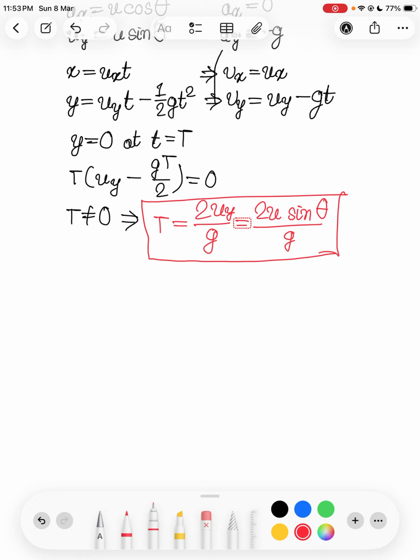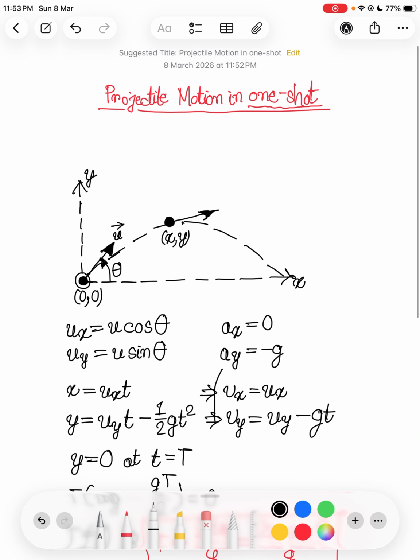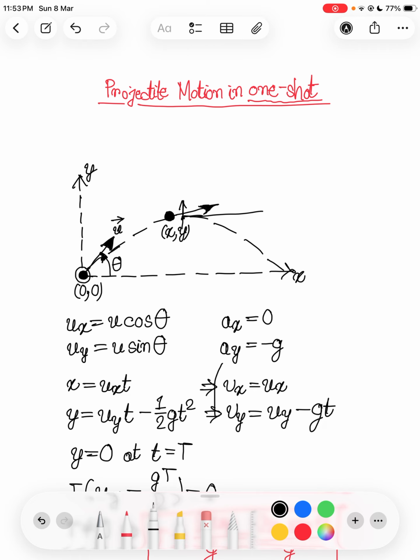So okay, after this there are 2-3 more things. After this we have the maximum height. Suppose that this point is the maximum height. Till this point the particle rises, and after this the particle starts dropping. So at this point, the vertical component of the velocity must be 0, because it was upward till this point and suddenly it becomes downward. So it must be 0 at the topmost point. Okay, so let's model it that way.